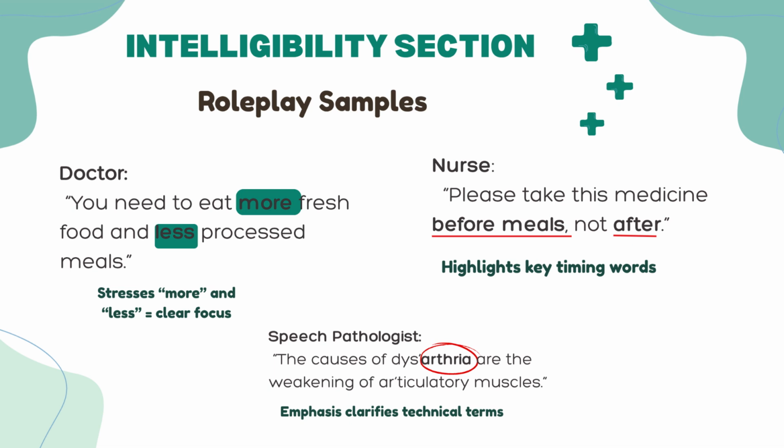Doctor: you need to eat more fresh food and less processed meals. Stressing more and less tells the patient what to focus on. Nurse: please take this medicine before meals, not after. Highlights key timing words. Speech pathologist: the causes of dysarthria are the weakening of articulatory muscles. Stress helps highlight key medical terms clearly.